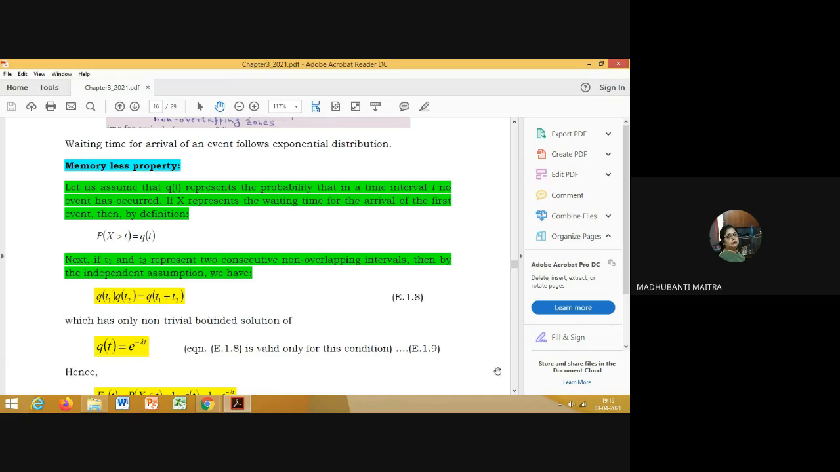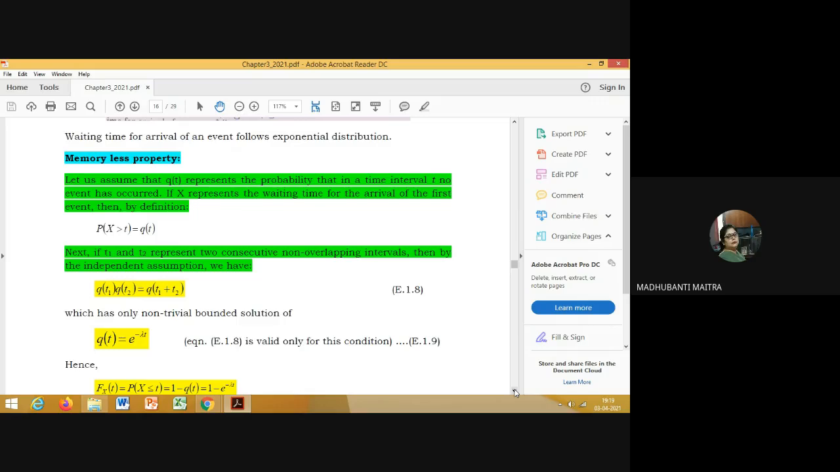Do you get my point? Yes, ma'am. So this particular equation 1.8 has only a non-trivial bounded solution. The equation will be satisfied for t1 equal to 0, t2 equal to 0, so that is going to be a trivial solution. We are not interested in the trivial solution. We are interested only in the non-trivial solution.